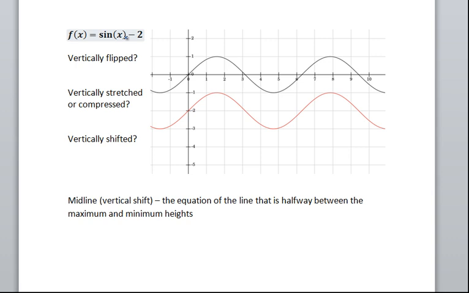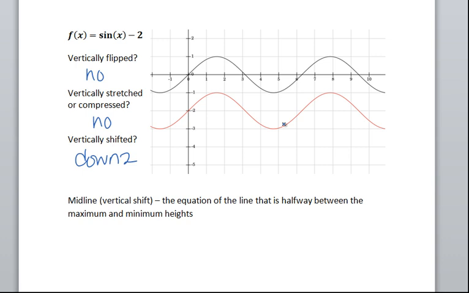So is this thing vertically flipped? No, I don't have a minus sign out in front. Is it vertically stretched or compressed? No, because I don't have a number here. Now is it vertically shifted? Yeah, it's shifted down 2. Okay, and you'll see here this red graph is exactly the same shape as the black graph, which is your default sine graph, and it's shifted down 2.